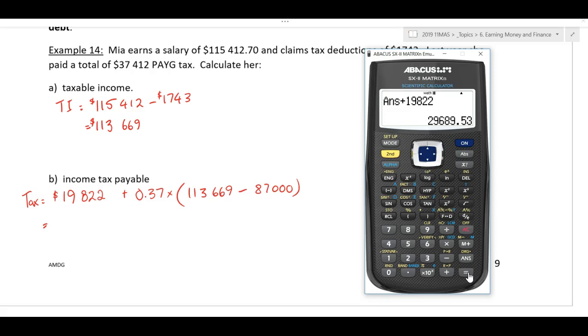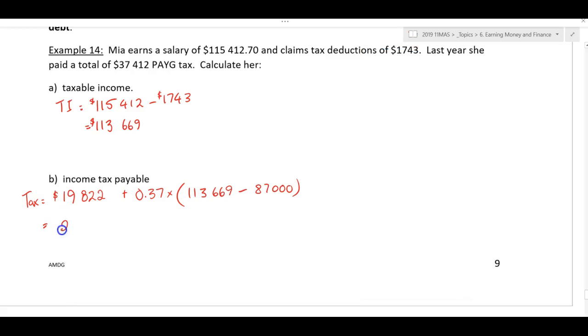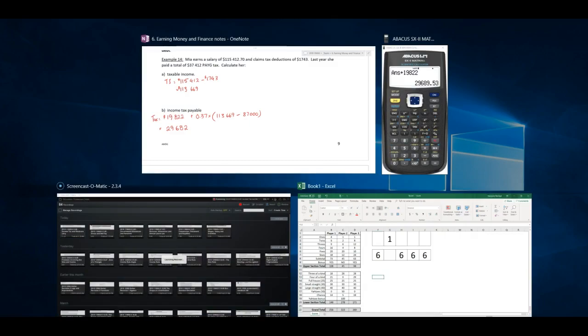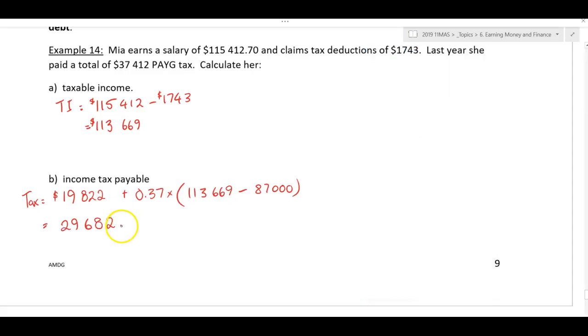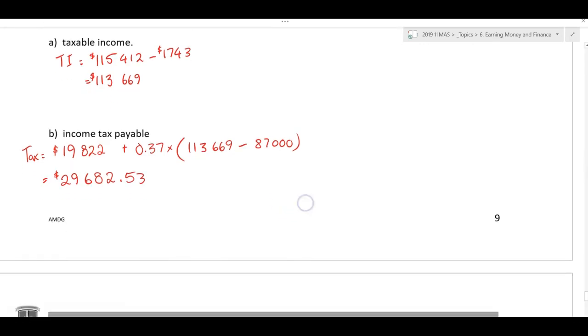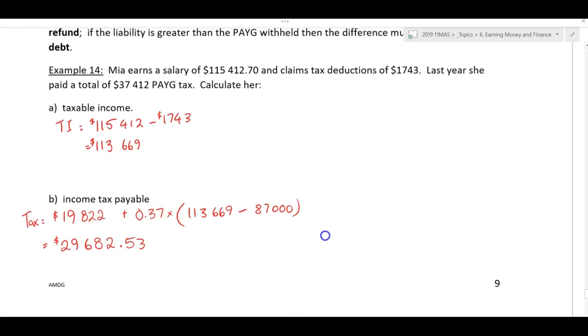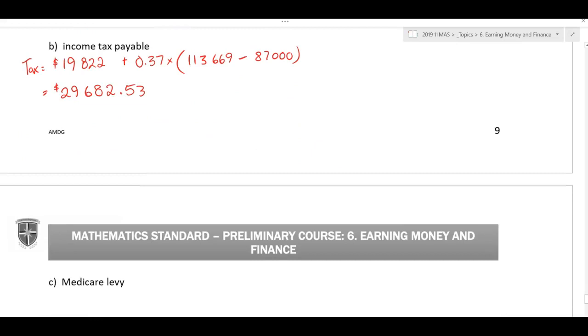$29,689.53. We don't round that one off. We round it off at the inputs for calculating tax. We don't round off the return or liability. There we go. That is how much income tax Mia needs to pay.